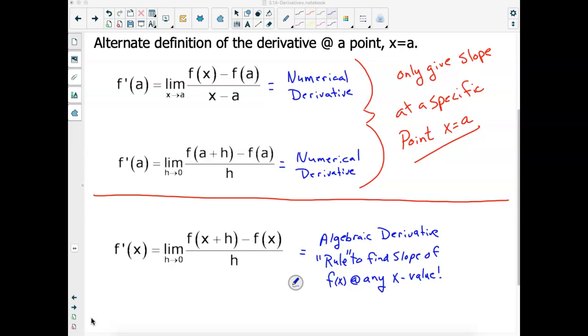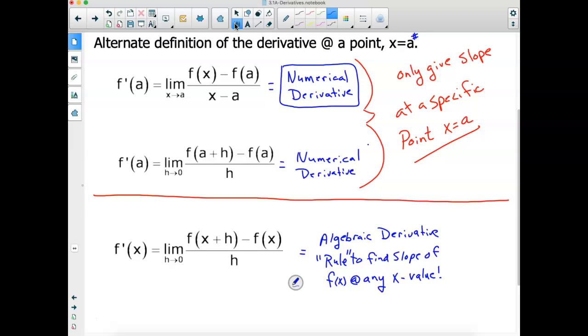Bottom line, what we did yesterday is we found derivatives. We found out that there are two ways to find a numerical derivative. A numerical derivative is simply finding the slope of a curve at a specific point A. Remember, A is going to be some number. So there's this alternative form that's defined here: f prime of A equals the limit as x approaches A of f of x minus f of A over x minus A. This will only find the slope at a specific point.